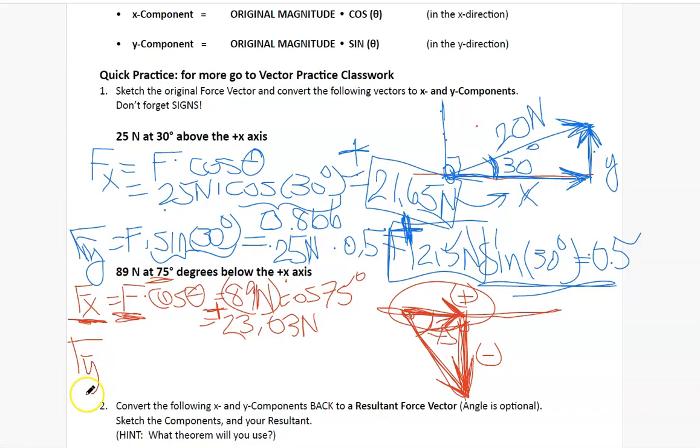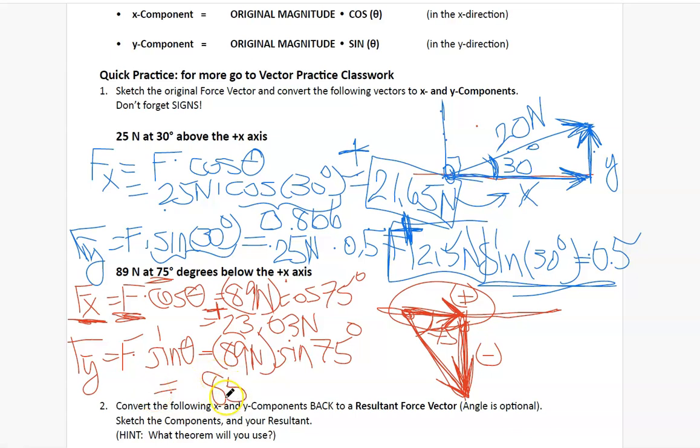The y vector is calculated the same way, but with the sine. Let's get that a little clearer here. Sine of the angle. So we would type in the sine of the angle first, the sine of 75 degrees, multiply that by 89, and you would get a value of 85.97 newtons.